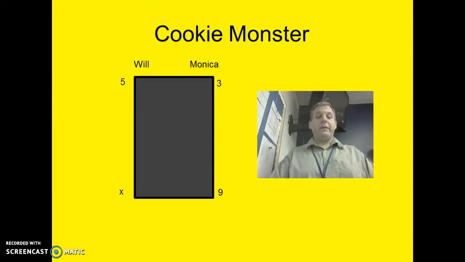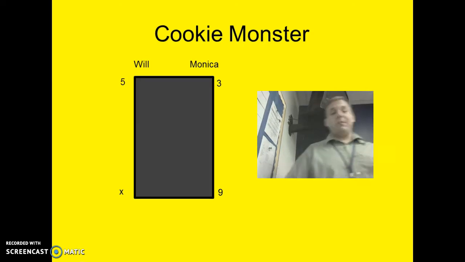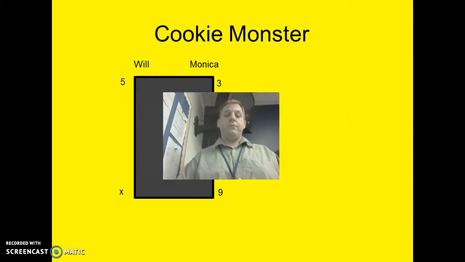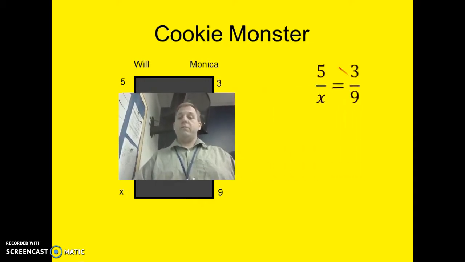I set up the rectangle. Now I set it up one way. It doesn't matter how you set it up. What you need to know is you're comparing Will to Monica. You're comparing Will's number of cookies to Monica's number of cookies. I use the ratio they gave us, 5 to 3, and it wants to know how many Will eats if Monica ate 9. So I'm going to set it up just like it is.